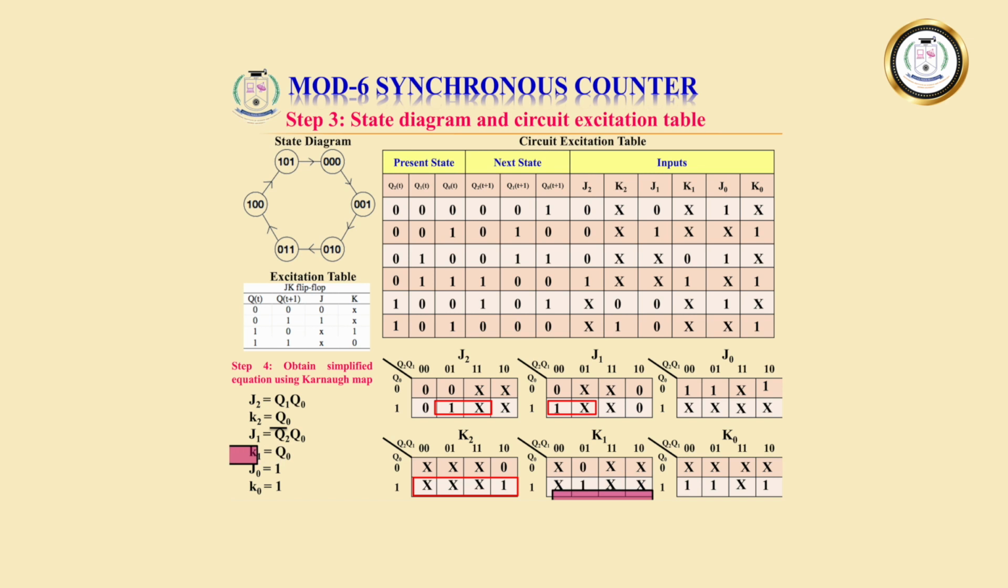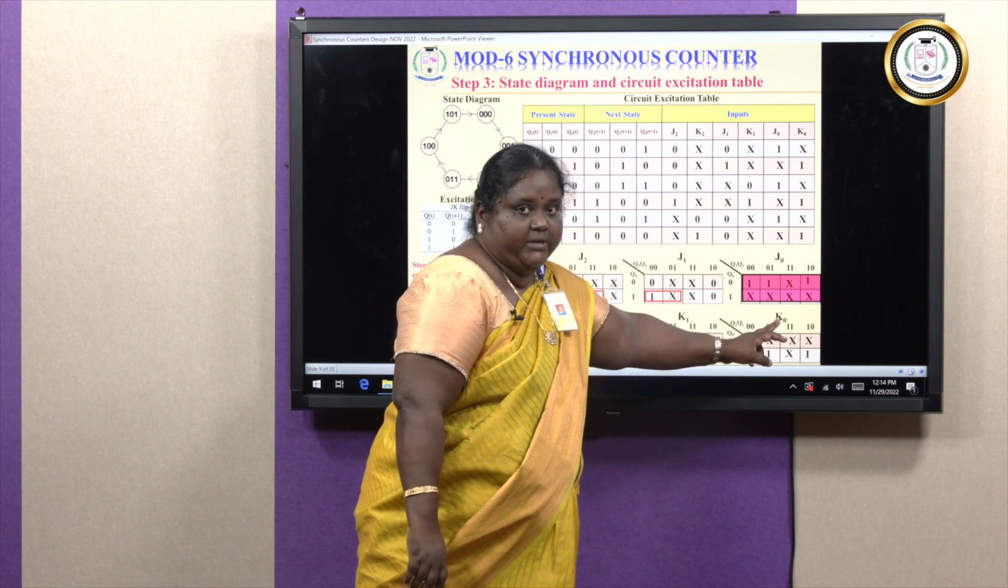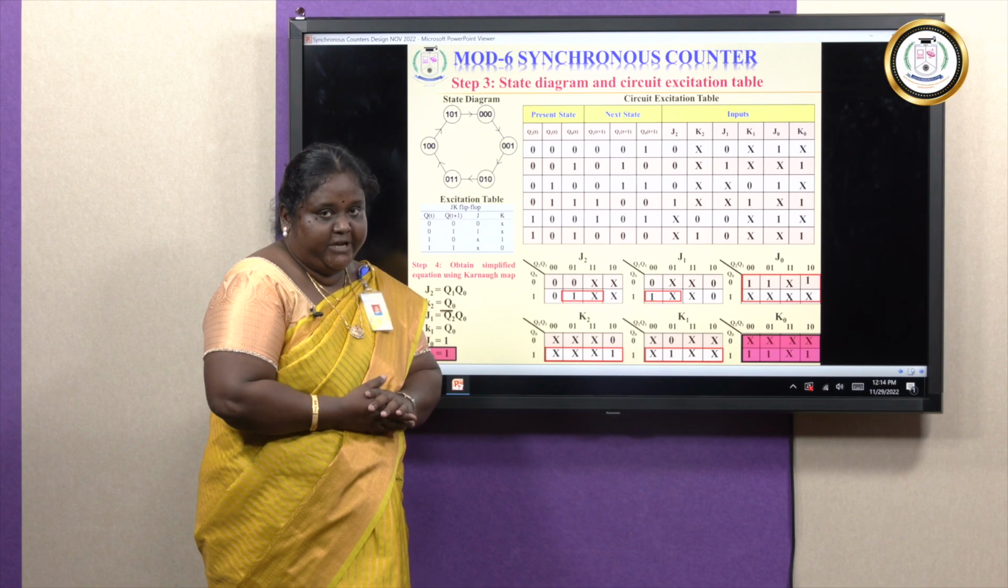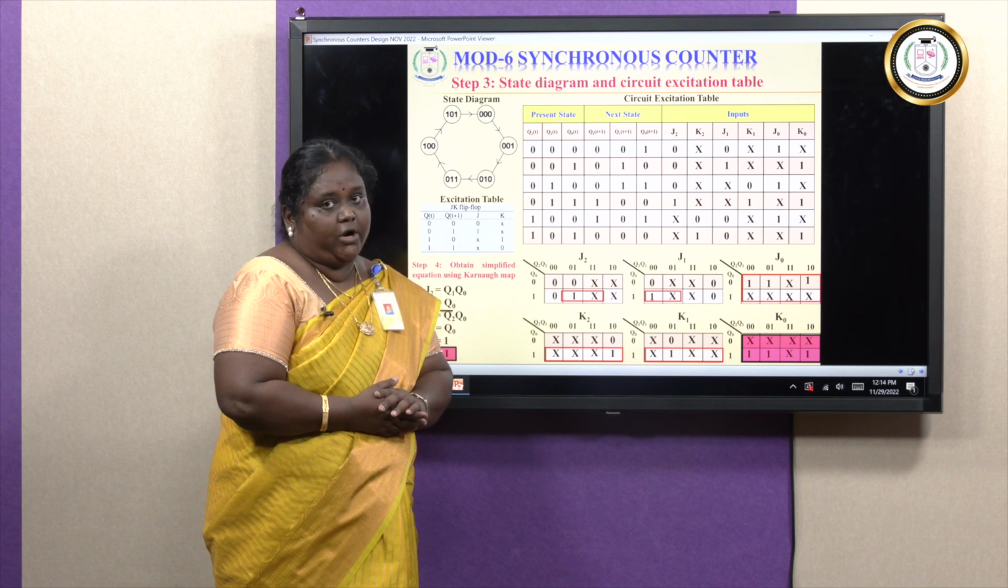Next J0. So next J0 we could combine all the terms because we have only ones and don't cares. Therefore it is going to be 1. In a similar way, K0 we can map all the terms here. Therefore K0 again is equal to 1. Now we have completed the simplification process using the Karnaugh map.